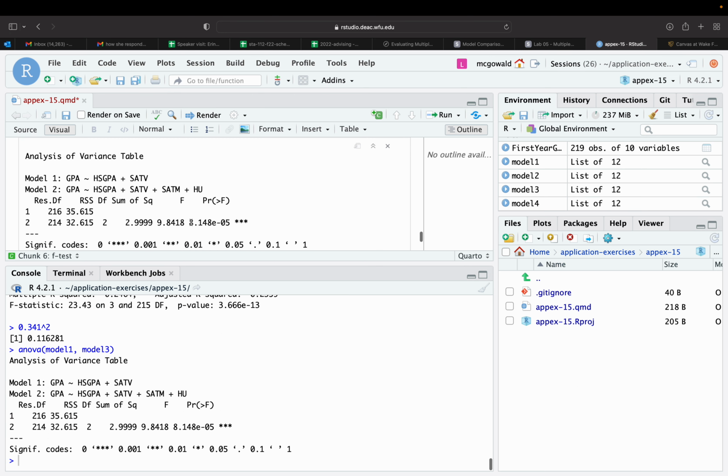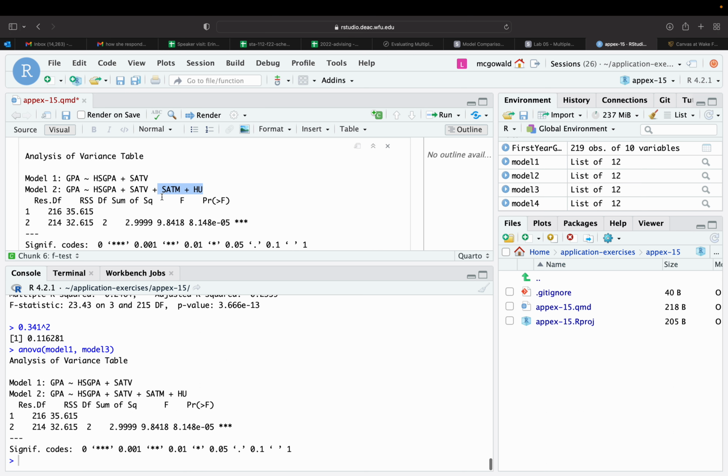And now is Model 1 nested within Model 3 here? Yes, it is, because the two variables in Model 1 are also in Model 3. And what is the null hypothesis for this f-test now? Exactly, that beta 3 and beta 4 are equal to 0, so that these two betas are equal to 0.